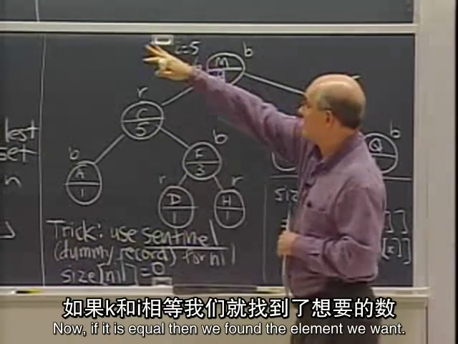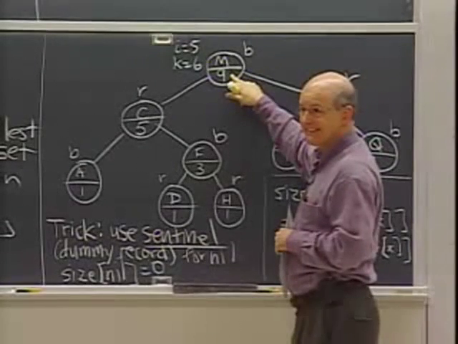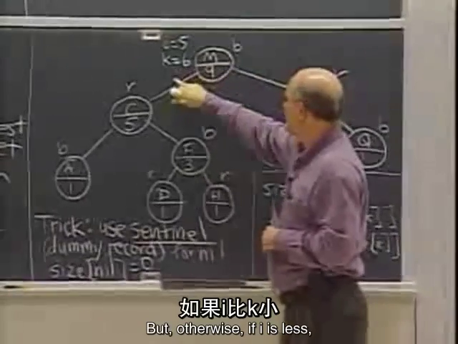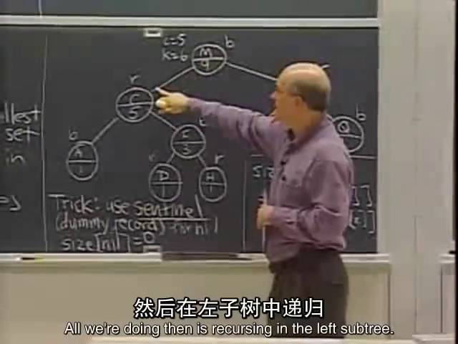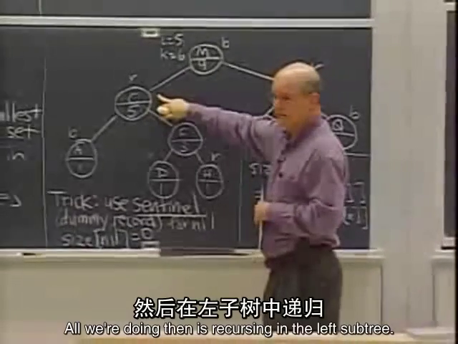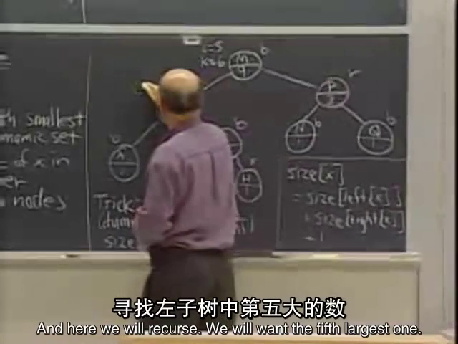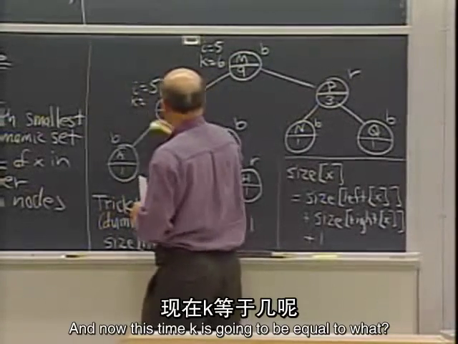Now, if it's equal, then we found the element we want. But otherwise, if i is less, we know it's going to be in the left subtree. So all we're doing then is recursing into the left subtree. And here we'll recurse. We'll want the fifth largest one. And now this time k is going to be equal to what?